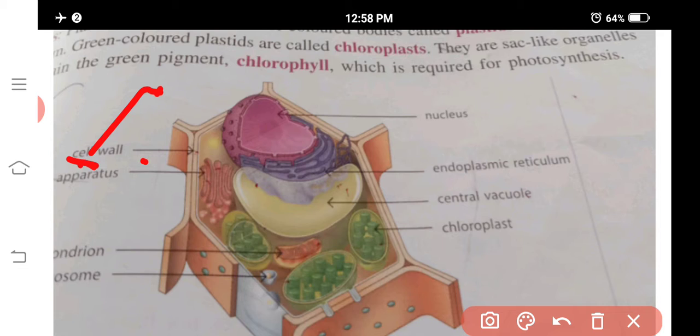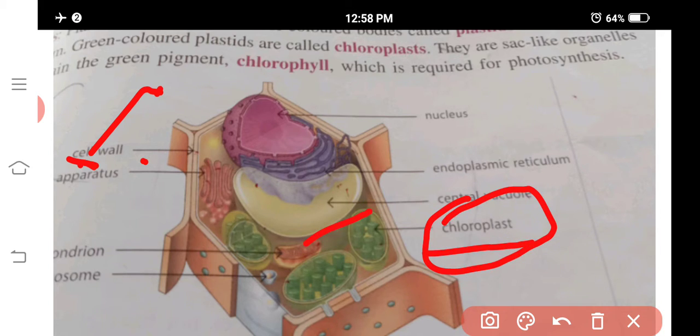Something is different from the animal cell, that is the chloroplast. Chloroplast is present only in the plant cell. Next, the central vacuole. It is present in the center of the plant cell. It is a large cavity, a prominent one.